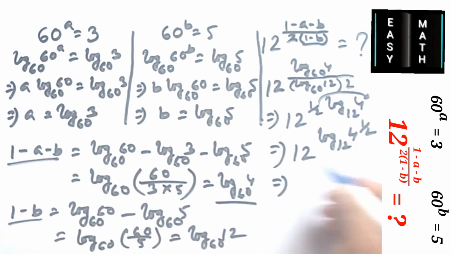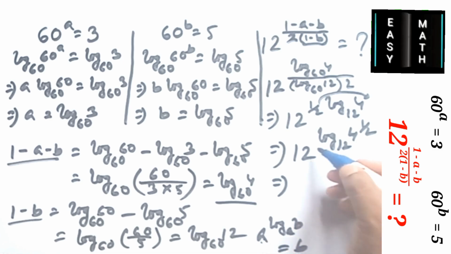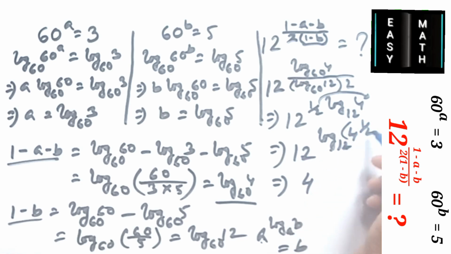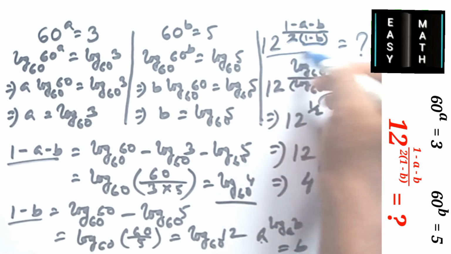And now we know the formula: a base to the power log base a of b, where a is the base and the power is log base a of b, so this value is b. Similarly, the power log and base are similar, so there is the 4, this is the value, and so log 4, this value is 2, so this value is 2.